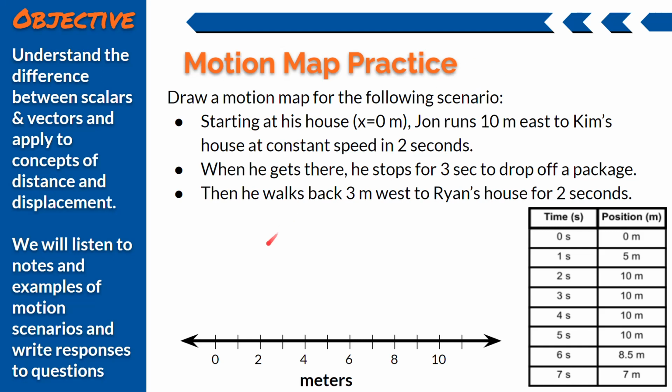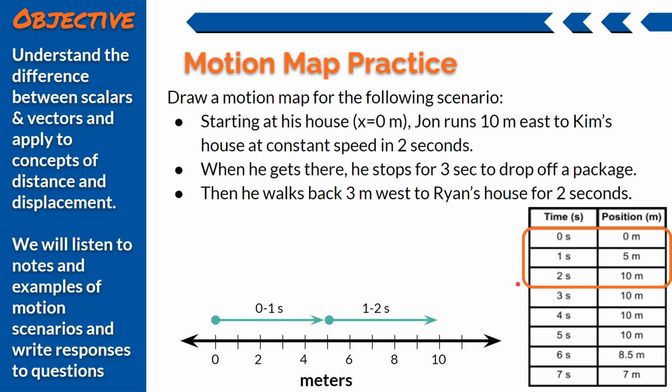So we're going to start at 0, and I have a data table here as well that will help. From 0 to 1 seconds, he's going from 0 to 5 meters. And so the first arrow that I draw will look like this, from 0 to 5 meters, and then from 5 to 10 meters. That's the first section. Now, we don't typically label the times on the arrows. We just know that the first one is the first second, the second one is the second. They're not typically labeled. I'm just showing you how to do it.